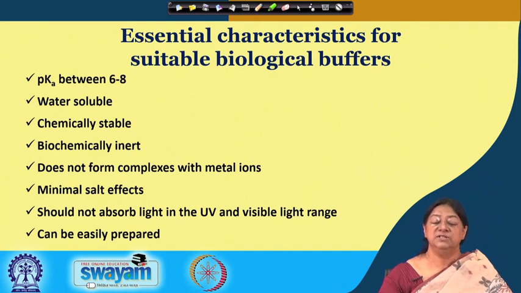The essential characteristics of suitable biological buffers are that they have to have a pKa between 6 and 8. This is desirable because the physiological pH is 7.4. So, any biochemical process normally occurs within this pH range, and the pKa of the specific buffer that we would like to use would preferably be within this range. It should be water soluble, chemically stable, biochemically inert, and should not form complexes with metal ions. It should have minimal salt effects and should preferably not absorb light in the UV or the visible light range, and should be easily prepared.